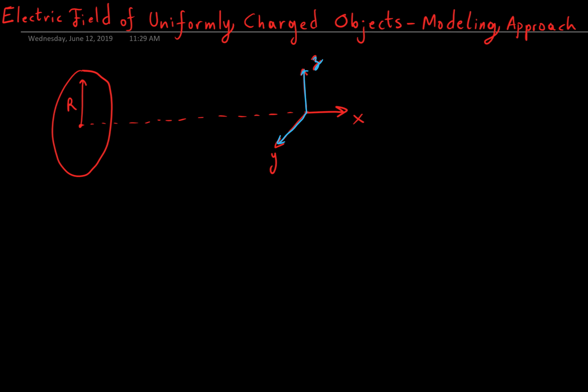And the question would be that if we know what the total charge of the ring is, and we know what the radius of the ring is, what is that electric field as a function of x? Well, first things first, let's start with our steps. Let's pick an arbitrary point on the x-axis. Let's say over here.